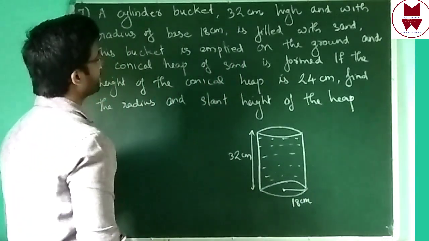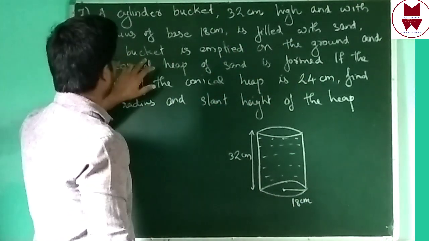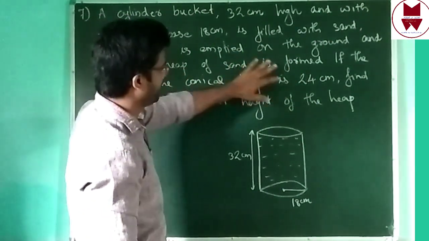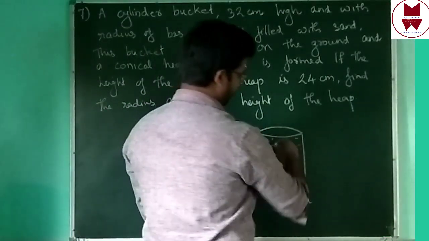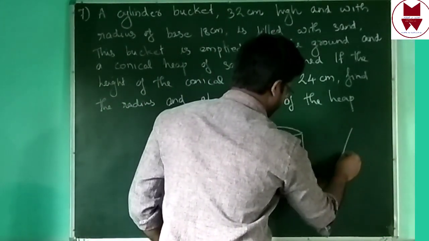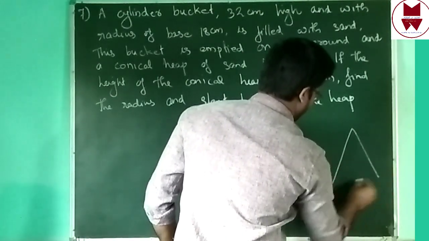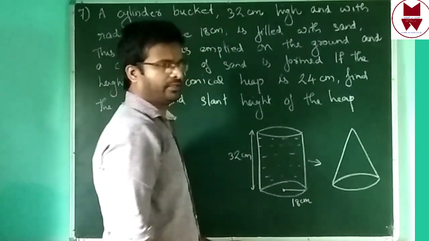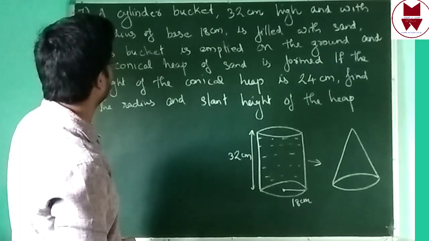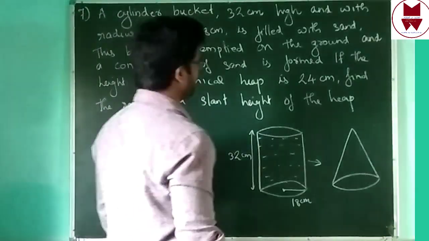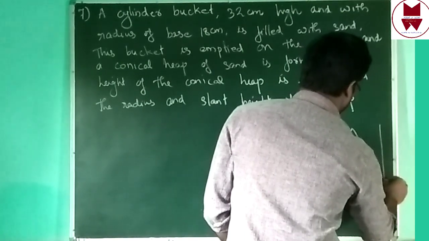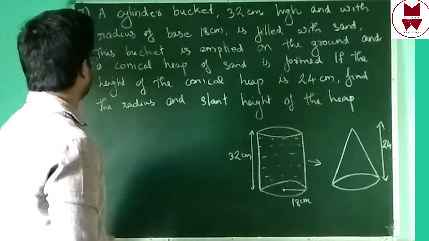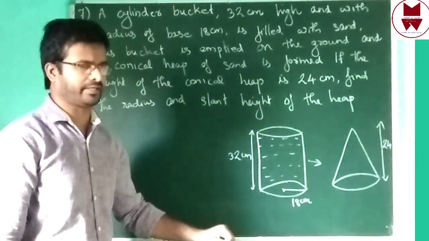Here it is filled with sand. This bucket is emptied on the ground and a conical heap of sand is formed. This full of sand is emptied on the land, and that time they got one conical heap, this conical shape. If the height of the conical heap is 24 centimeter, find the radius and slant height of the heap.